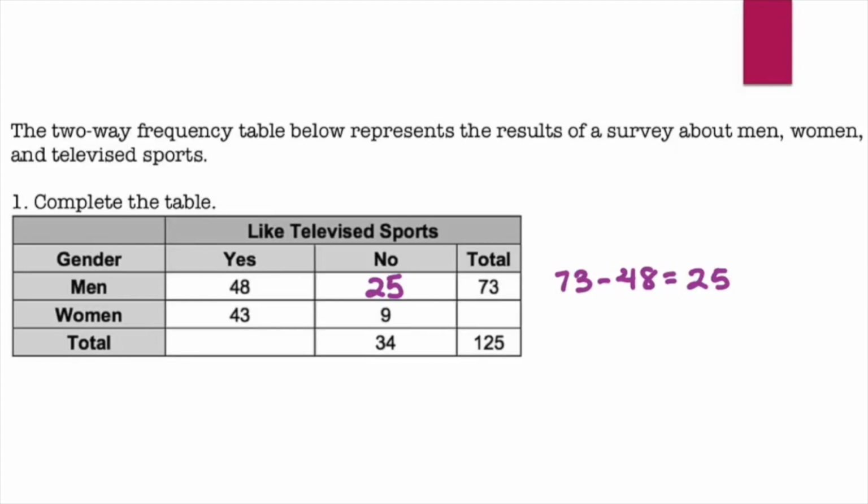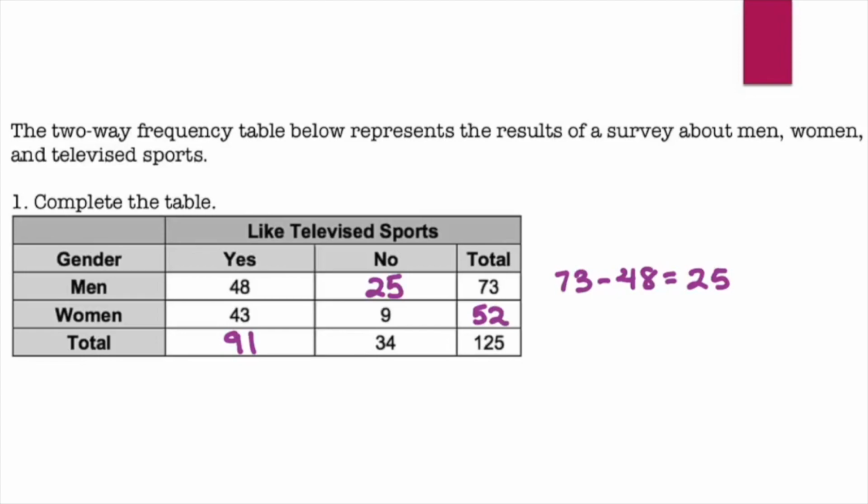So now we can also do 48 plus 43, which is 91, and 91 plus 34 does equal 125. And then you can go 2 different ways. You could either do 43 plus 9, or you could do 125 minus 73. Either way will get you the answer. So 43 plus 9 is 52, and so our table is complete.